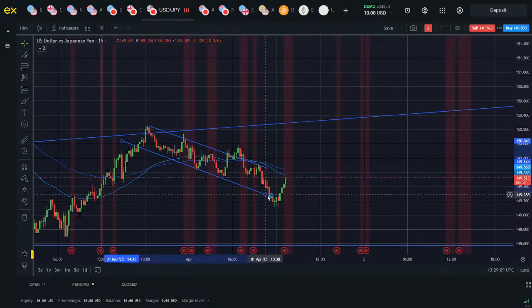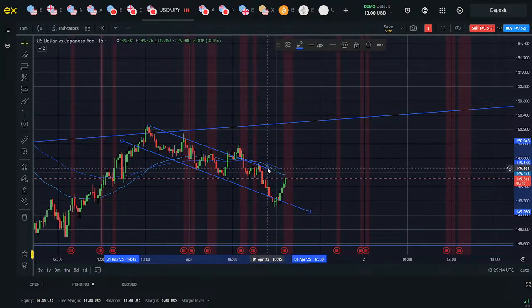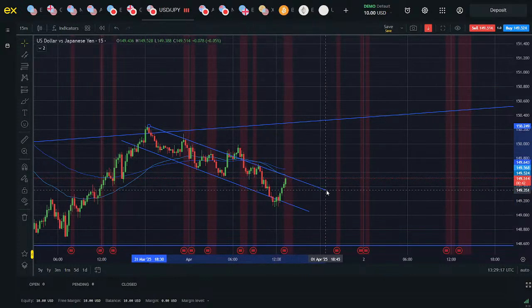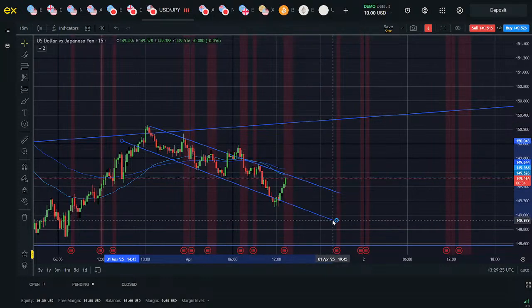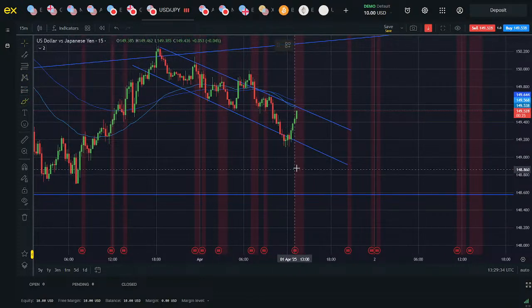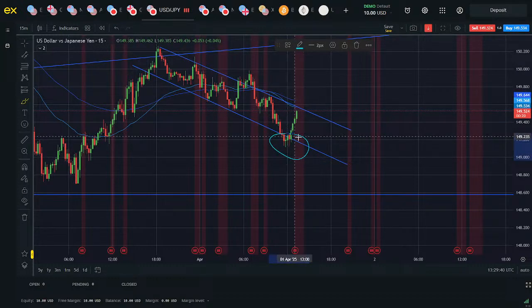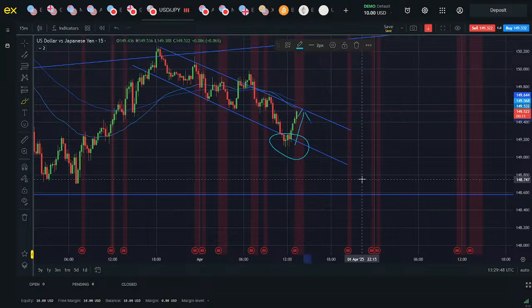So what has happened over here in USD JPY is that the market was actually sideways, but it also trapped the sellers over here. See, it trapped the sellers. It showed the sellers that it is going to give a breakout. Then it was a false breakout, and it just simply rallied up to its 50 EMA in the 15 minute time frame.